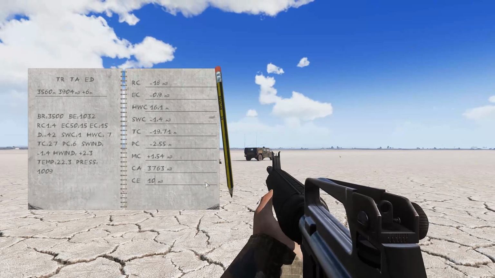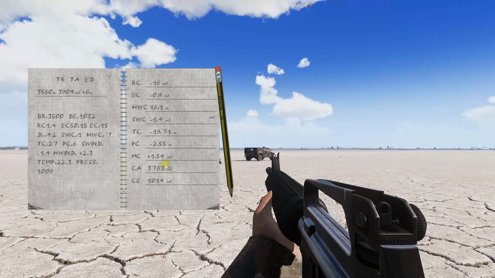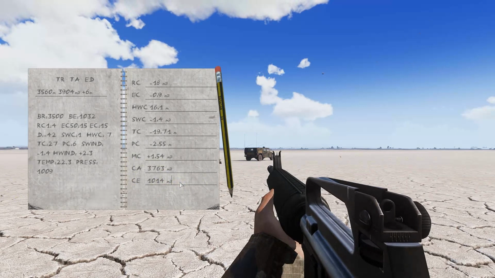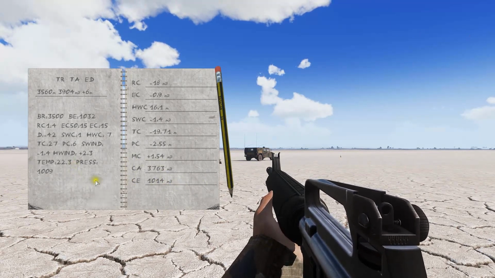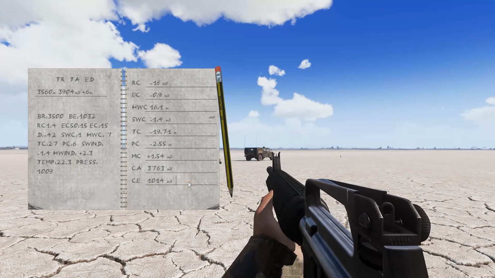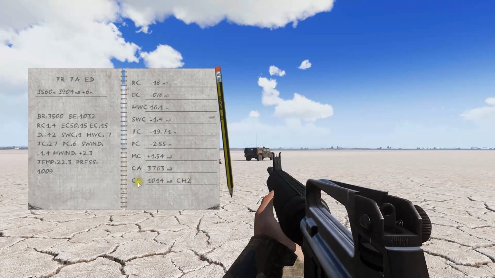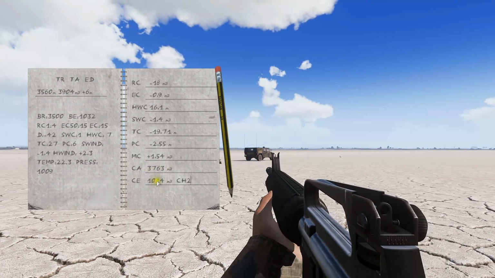And now you round it to just 1014. That's our corrected elevation. So these are the two things I need, and charge 2 obviously. I'm shooting here with charge 2. So that's what you need. You need your corrected azimuth and your corrected elevation, and then you can go to lay your gun.